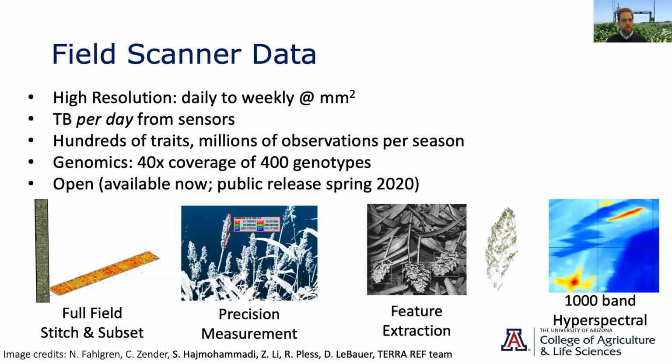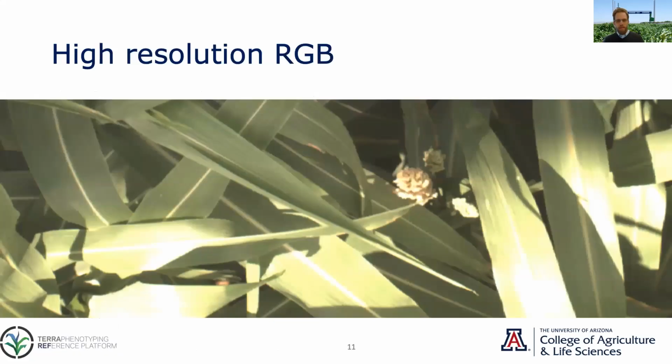Some, like the hyperspectral camera, take days to traverse the field, whereas others we can capture a number of times per day. We've been able to generate hundreds of traits and millions of observations per season. We also have unprecedented resolution for the genomics and the sequencing of 400 genotypes of sorghum. All of it is open. It's available now, and we're going to make a public release in 2020. So from the very beginning, we've made the data available at every stage, caveat emptor, but providing people with access to it. We're trying to make it as freely available as possible.